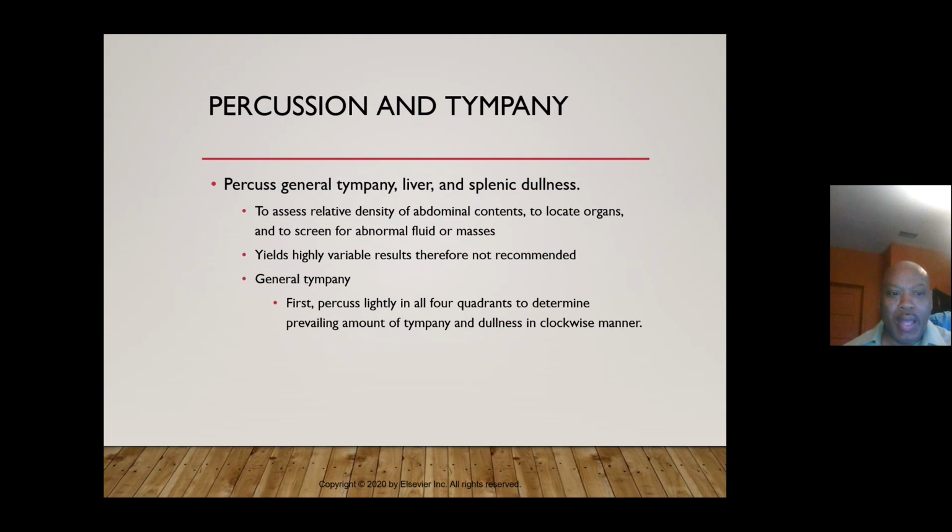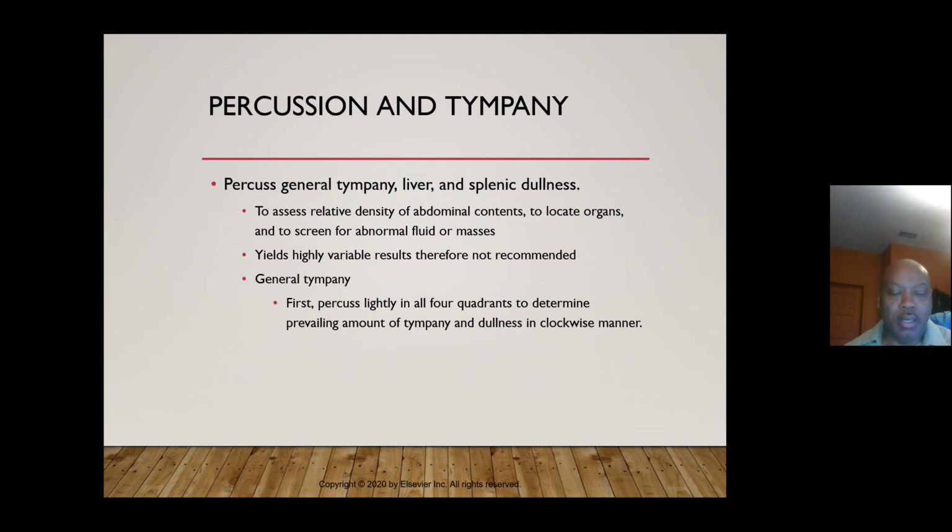All right. Now that was auscultation. Now we get into percussion and tympany. So whenever we're percussing, we're talking about the more solid organs, such as the liver and the spleen as well.